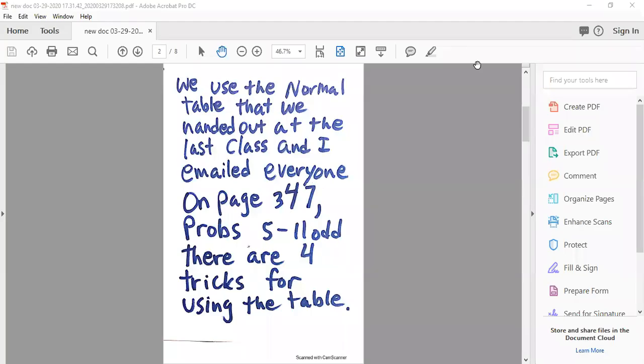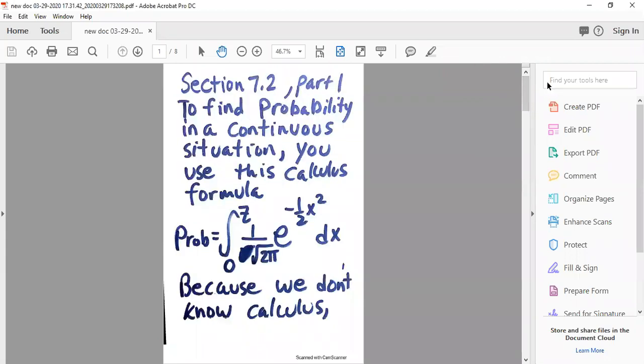Okay, we're going to start today with Section 7.2, Part 1. And we covered this material. This material is intended for Wednesday, April 1st. And we covered this material at the very last class on Friday, March 13th. So it's intended to be a review, but we're not going to repeat everything we did then.